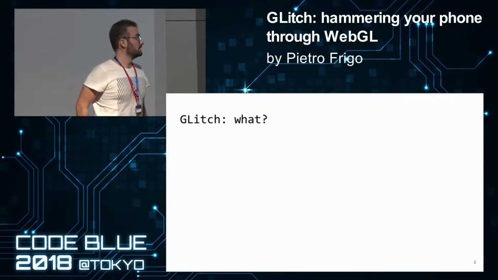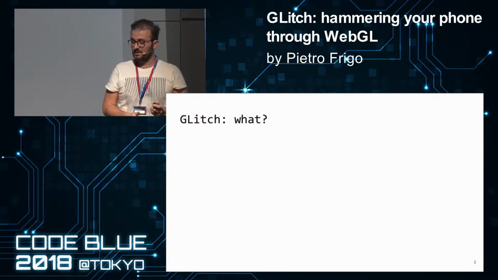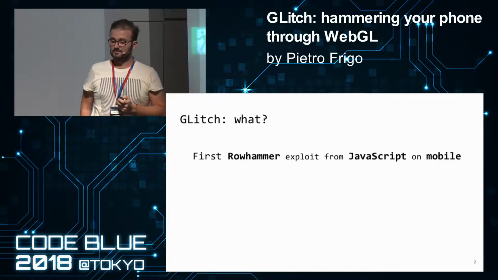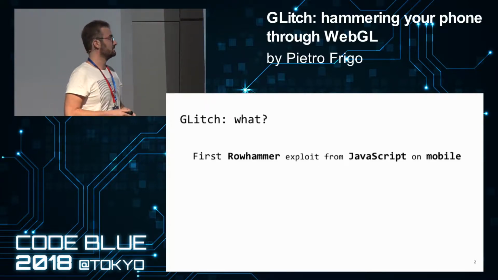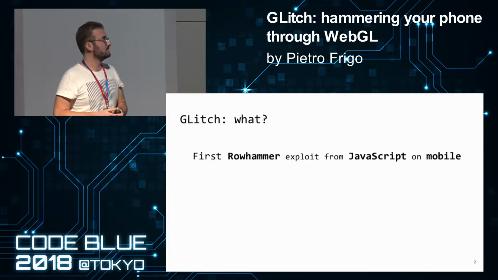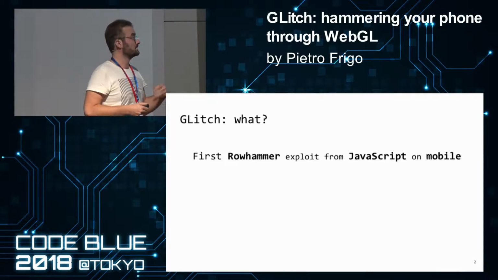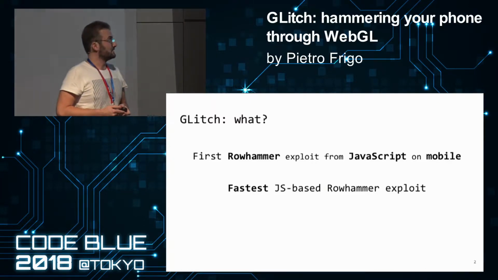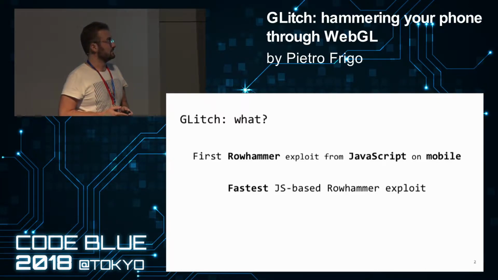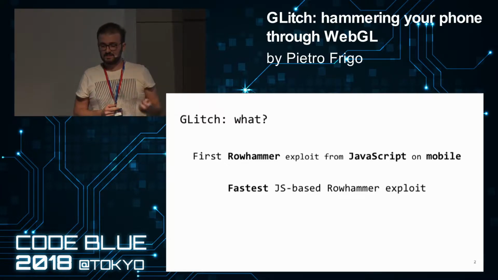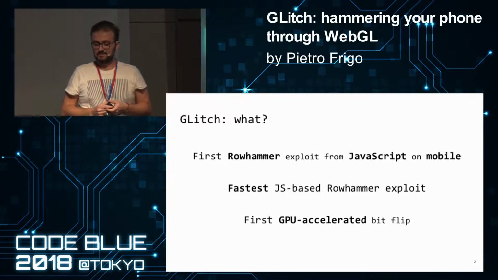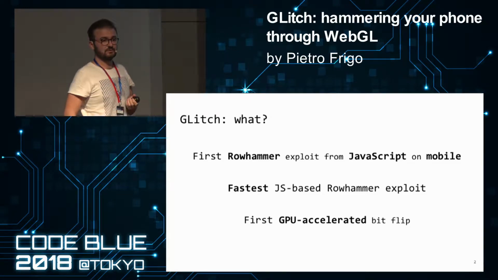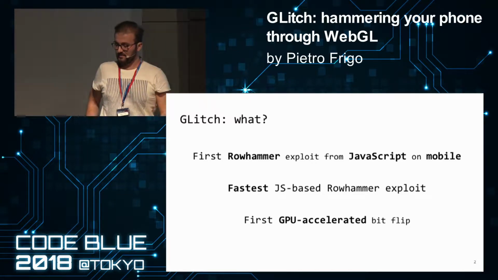So let's start with understanding what's GLitch. GLitch is the first Rowhammer exploit from JavaScript on mobile. Before this study, there was no proof of a JavaScript exploit using Rowhammer on mobile. And it's not only the first one, but it's also the fastest JavaScript-based Rowhammer exploit so far. But the main contribution of this work is that it's the first GPU-accelerated bit flip. So we triggered bit flips not using the CPU, but the GPU.